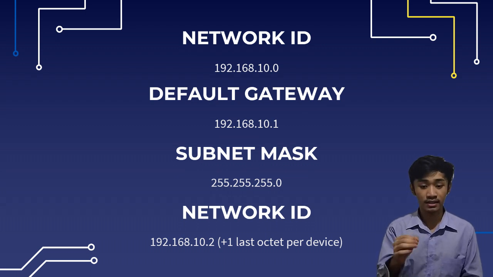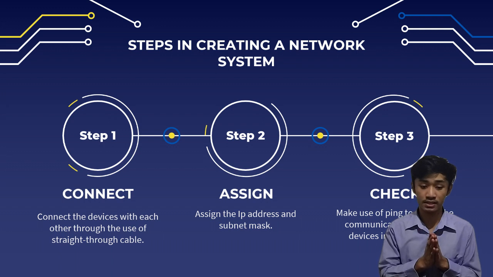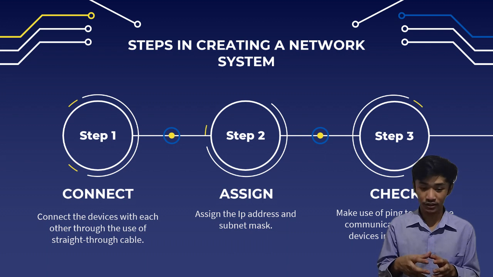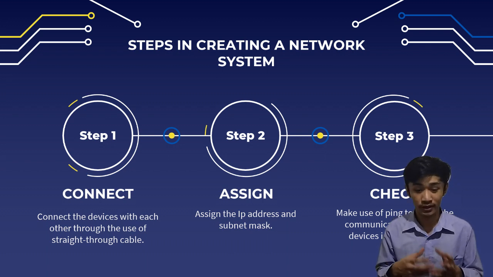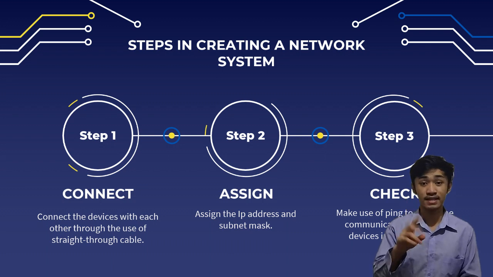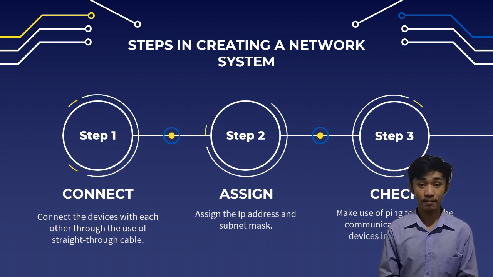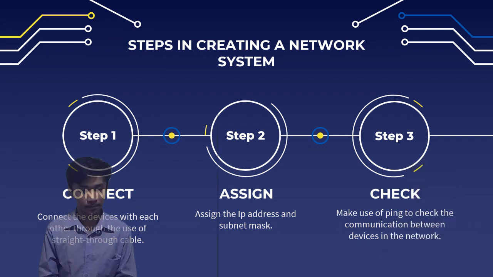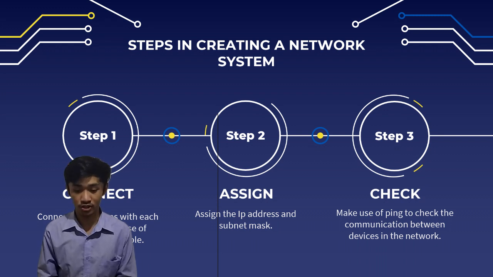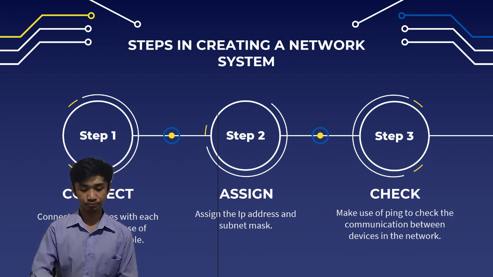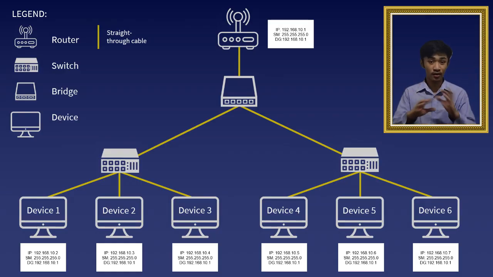Now, let us tackle the steps in creating a network system. Step 1 is connect. Connect the devices with each other through the use of straight-through cables. Step 2 is assign. Assign the IP address and subnet mask to the network devices that we use. And step 3 is to check. Make use of ping to check the communication between devices in the network. And now, here is the overall structure of our network system.